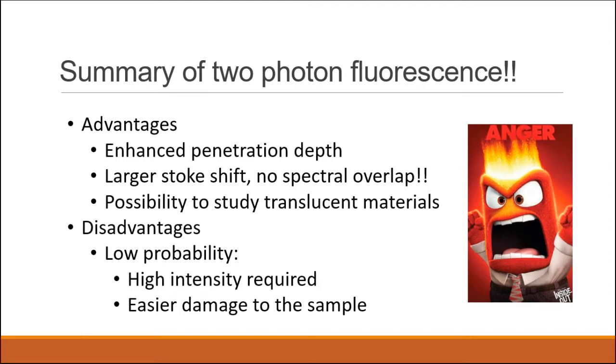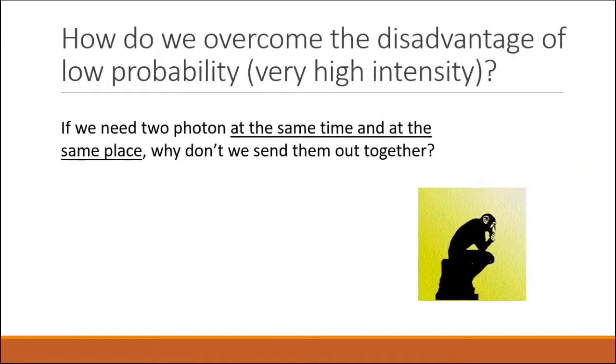The probability to generate this process is very low, so we have to increase the flux of photons in the focal plane, which makes photobleaching very fast due to the intensity we are putting in. This is a problem that could only be solved if we lower the power. So we are upset, because we improved on the technique of linear fluorescence, but it also has other problems. So how do we overcome the disadvantage of low probability? That is, the very high intensity that we are putting in.